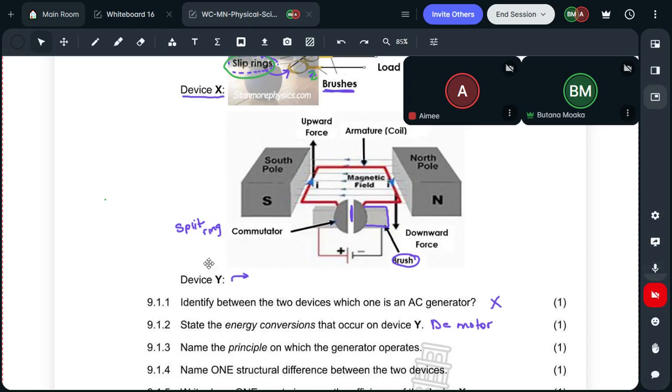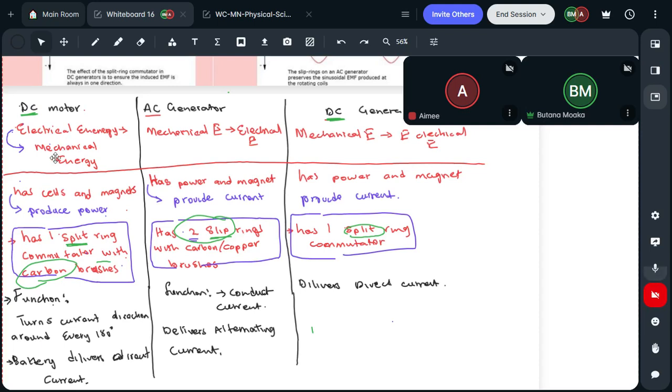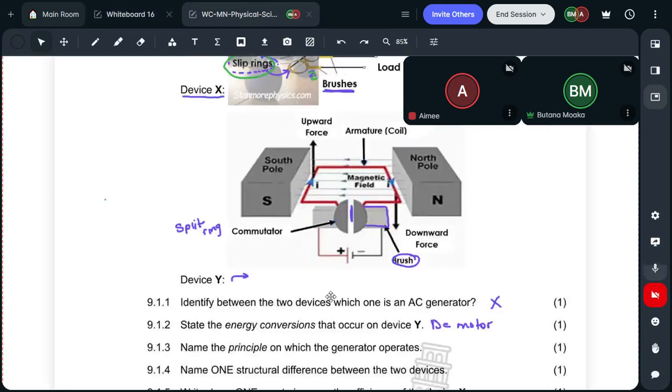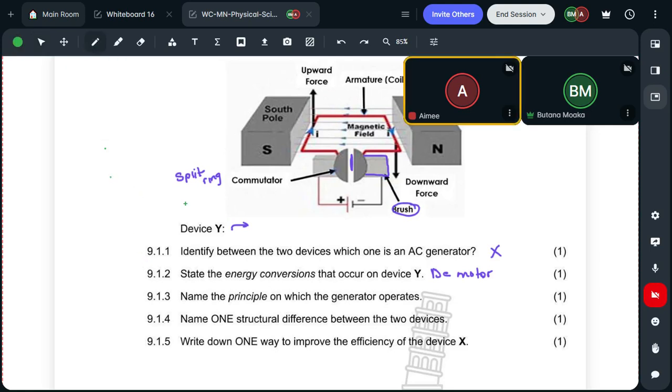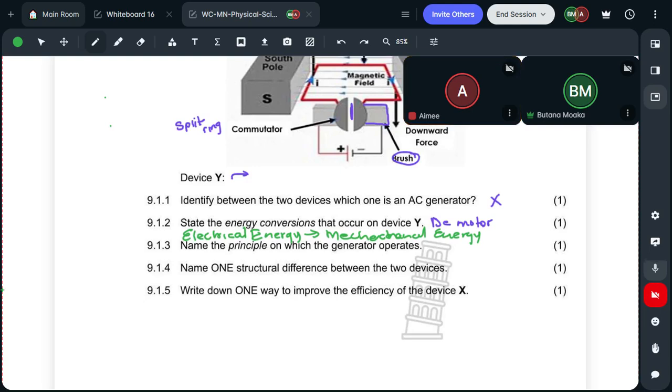Since it's a DC motor, what is the energy conversion? You use that table. It's electrical energy to mechanical energy. Are you happy with that answer? So the energy conversion is electrical energy to mechanical energy. I'm sorry about the spelling there.